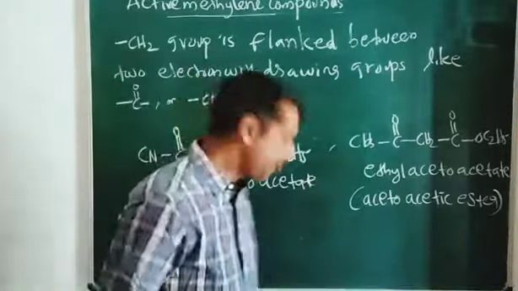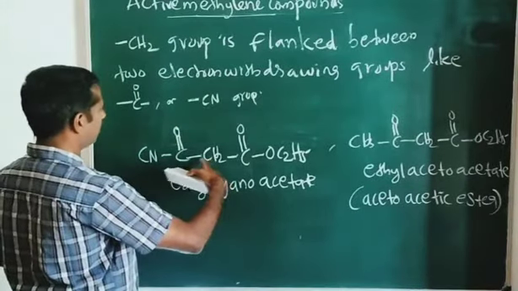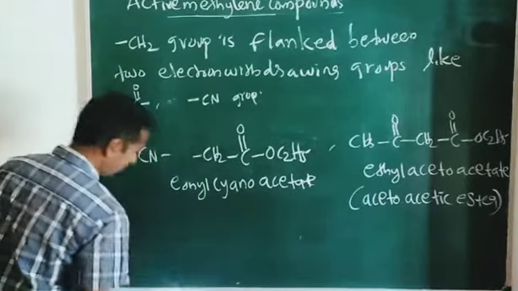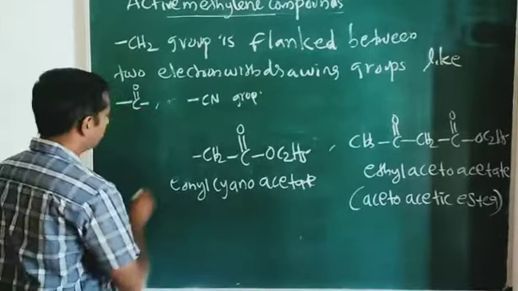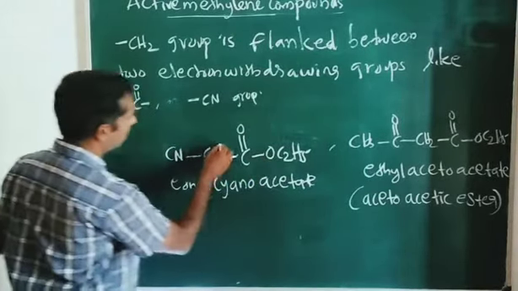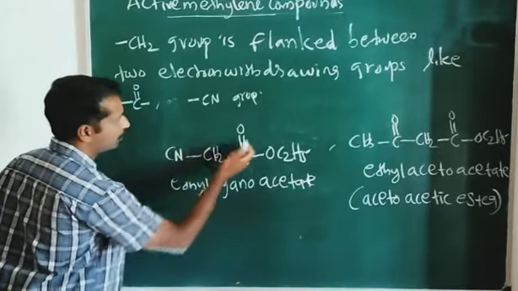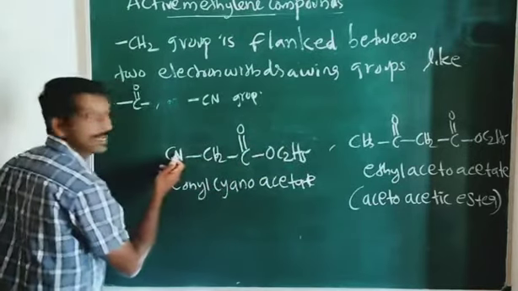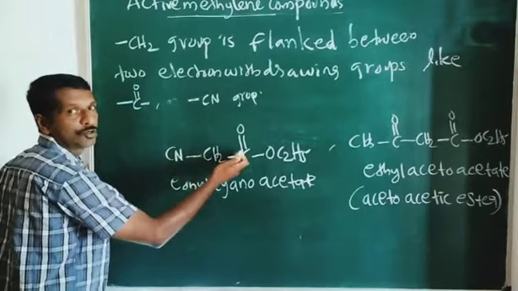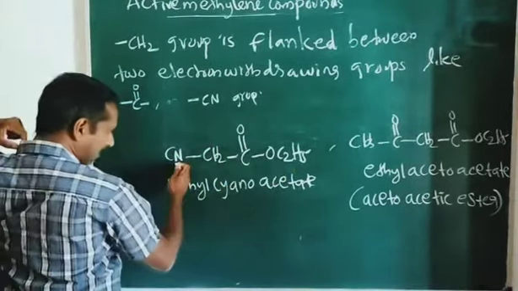So in active methylene compounds, the CH2 group is flanked between electron withdrawing groups. Sorry, here it is: CN, CH2, CO, OC2H5. Here also you can see that this CH2 group is flanked between two electron withdrawing groups. The CO group is an electron withdrawing group, and similarly the CN group also. So this is ethyl cyanoacetate.